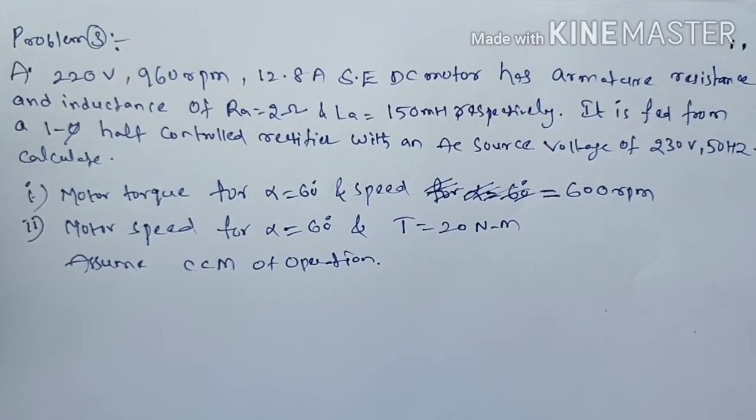And in the second case they are asking us to calculate the motor speed for alpha equal to 60 degrees and torque T equal to 20 Newton meter. Assume it is a continuous conduction mode of operation. First of all, from the problem let us look into the given data.